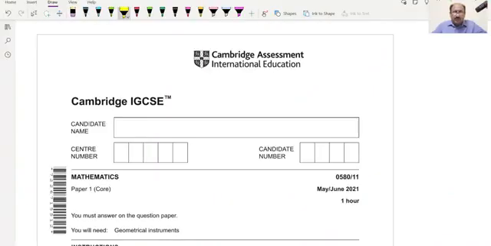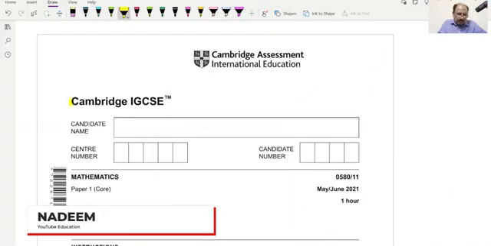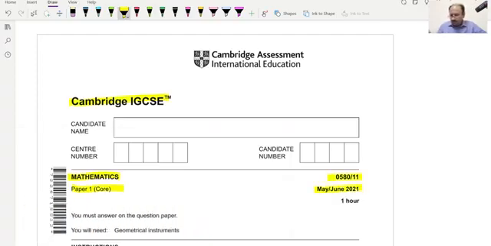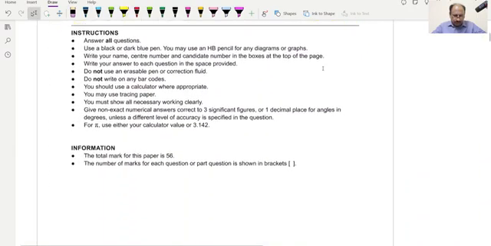Hello everyone. Today we'll be going through Cambridge IGCSE Mathematics Paper 1 Core, 0580/11, May/June 2021. Let us move to the question.